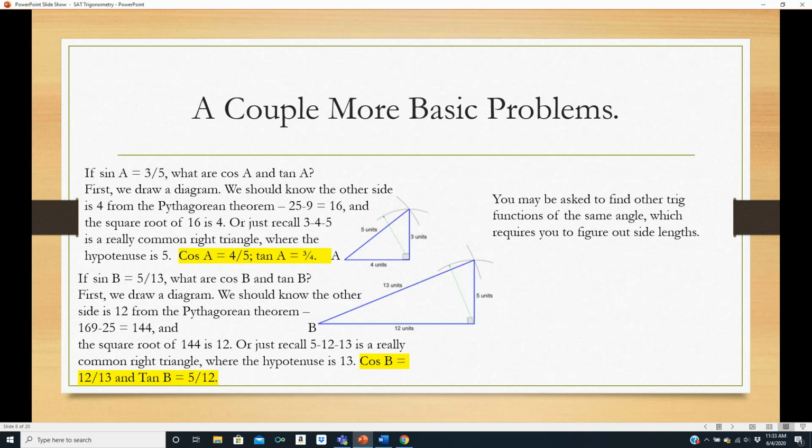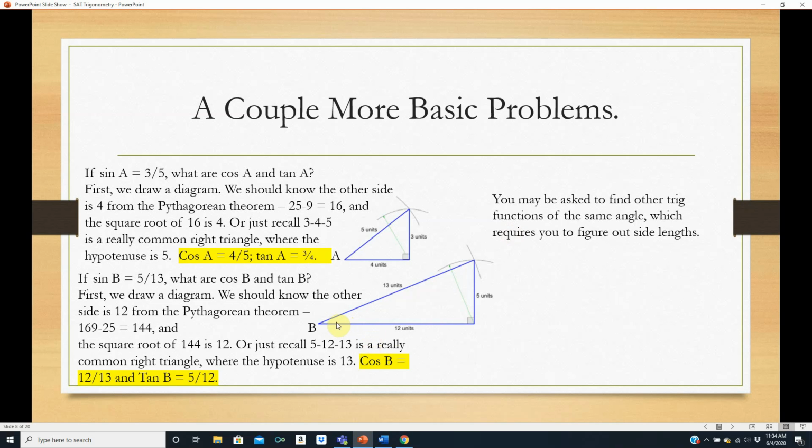Then you just figure out that's going to be 25 minus 9. 5 squared minus 3 squared is going to be equal to 16. And hopefully you should immediately know that 16 is 4 squared, so you know that this is 4. Then when you need that to find the cosine, you just go, okay, the adjacent is 4 divided by 5. The cosine of A is 4/5. The tangent is the opposite over the adjacent, so that's going to be 3 over 4, so tangent of A is 3/4.